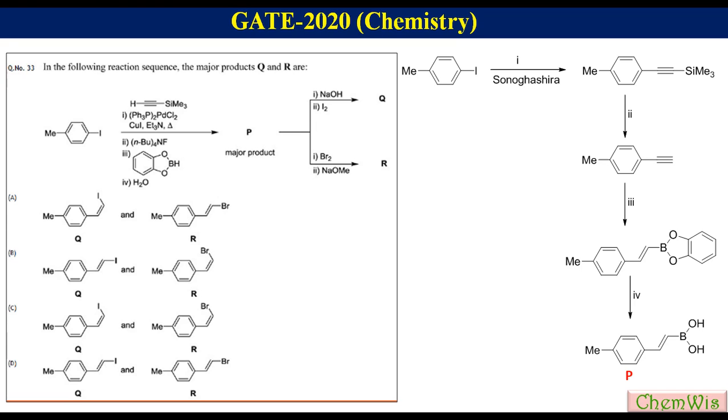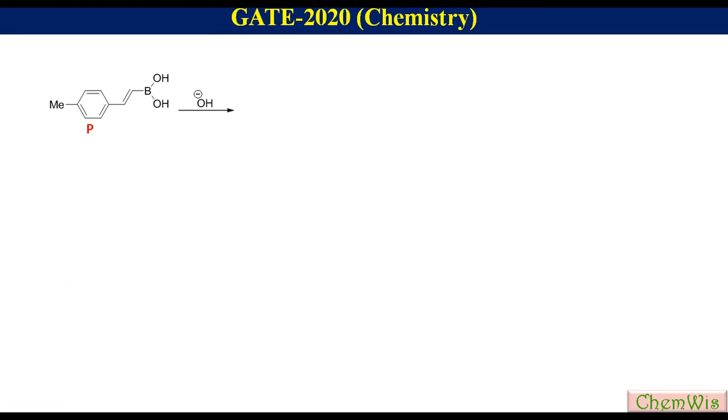which is structure P. There are two conditions in which this boronic acid is further treated. In one condition, it is first treated with sodium hydroxide and then with iodine. In the other condition, it is first treated with bromine and then with sodium methoxide. Reaction of P with sodium hydroxide gives this trihydroxyborate ion, which reacts with iodine like this to produce the more stable E isomer of the iodo compound.